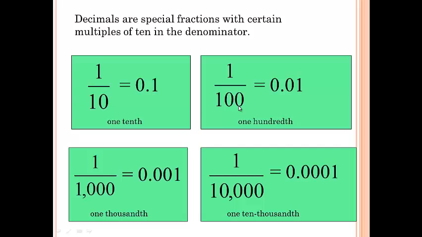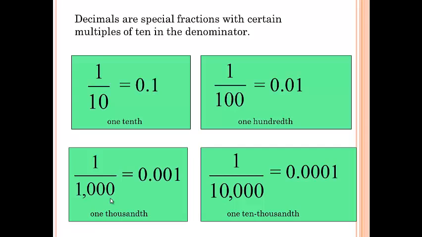1 over 100. 100th. Where is our point? After 2 digits, count back. 1, 2, 0.01.